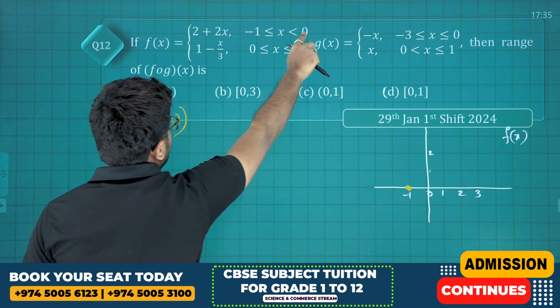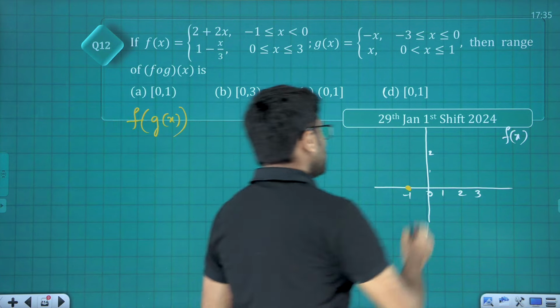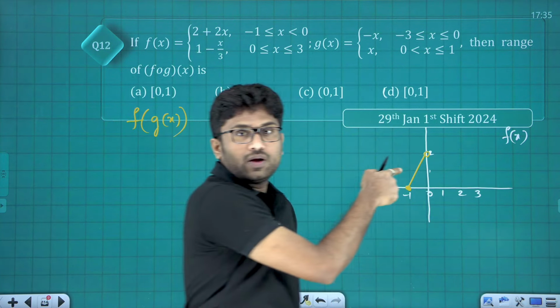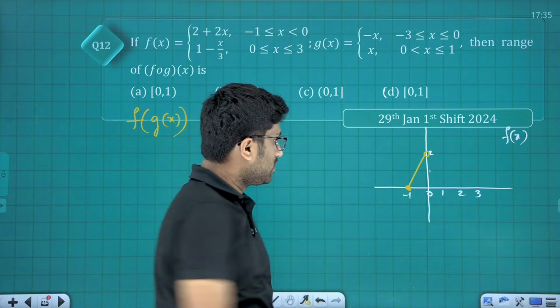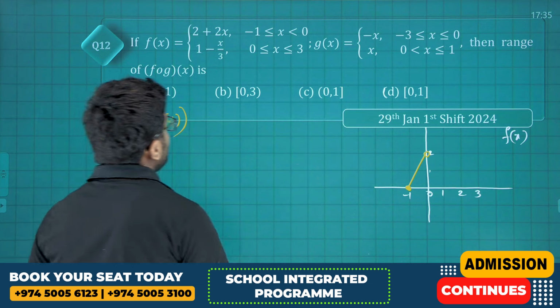Now if x is 0, x can't take 0, but as x approaches 0, f of x approaches 2. So it is somehow like this. I have taken a hollow circle only. Okay, this is the graph of the function for x from -1 to 0.